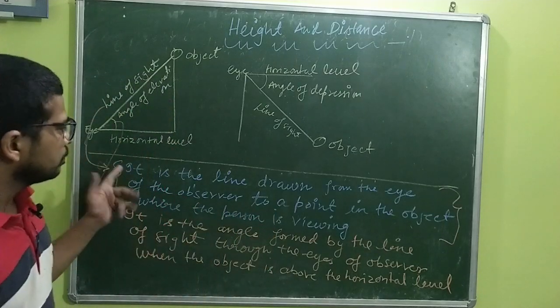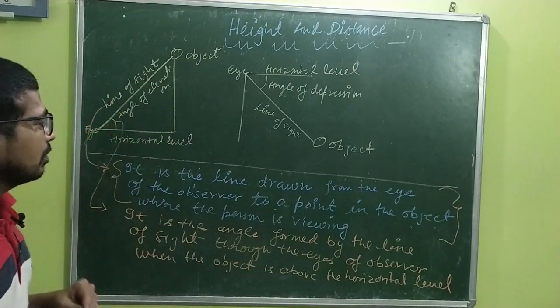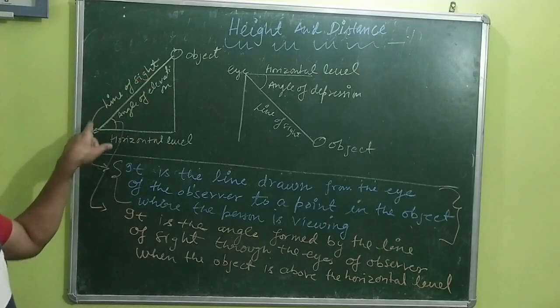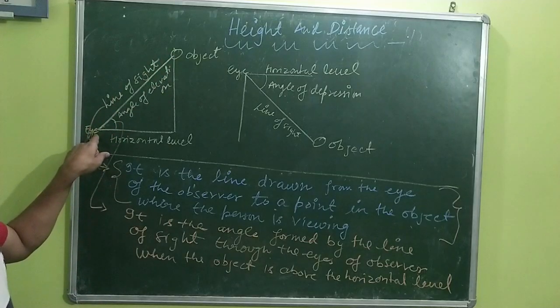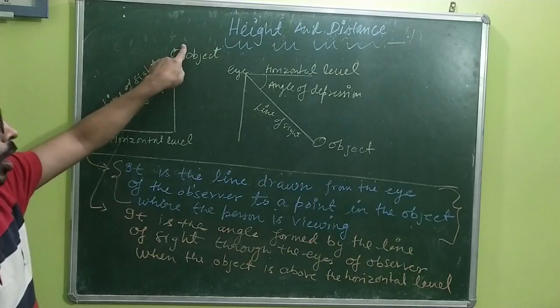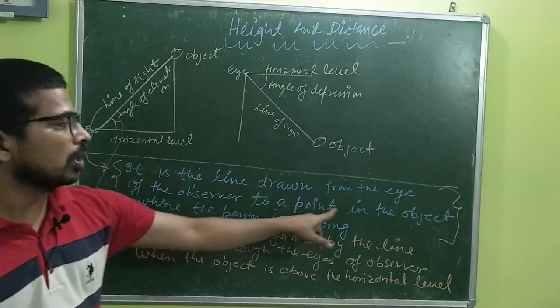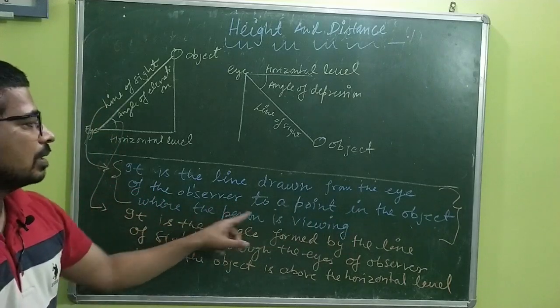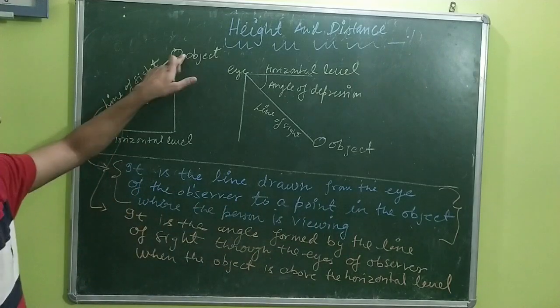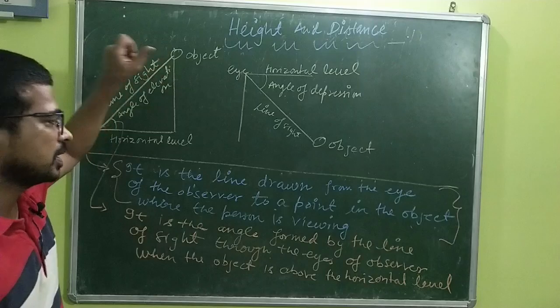So first of all, definition wise, what is line of sight? It is very clearly visible that it is a line drawn from the eye to the object. So it is the line drawn from the eye of the observer to a point in the object where the person is viewing the thing.